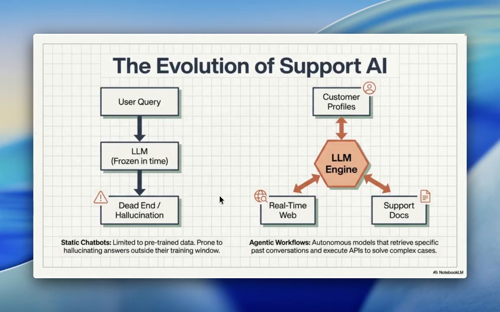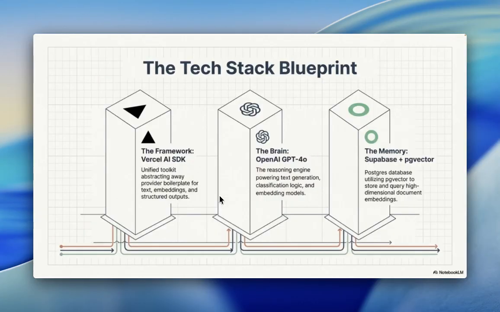So what is the evolution of a support AI? You have a user query and an LLM: frozen in time, a dead end, and hallucination. Static chatbots are limited to pre-trained data, prone to hallucinating answers outside their training window. Now you have customer profiles, an LLM engine, real-time web, and a support desk. The agentic workflow is an autonomous model that retrieves specific past conversations and executes APIs to solve complex cases.